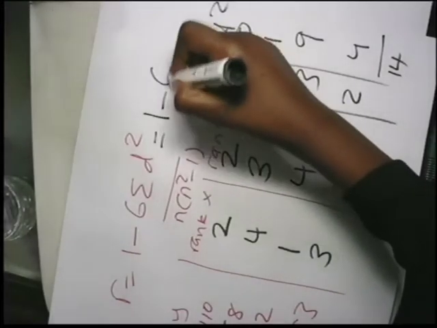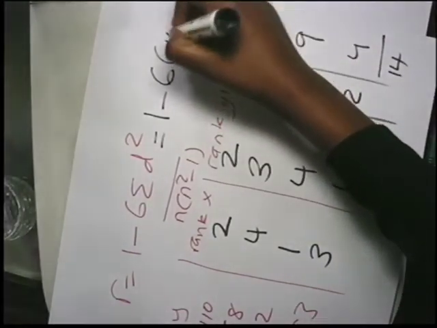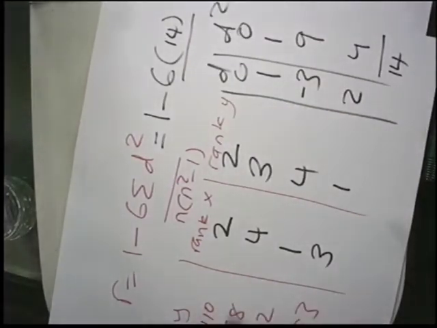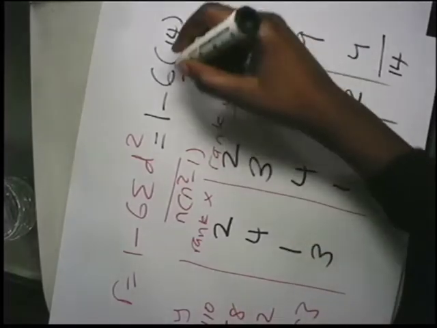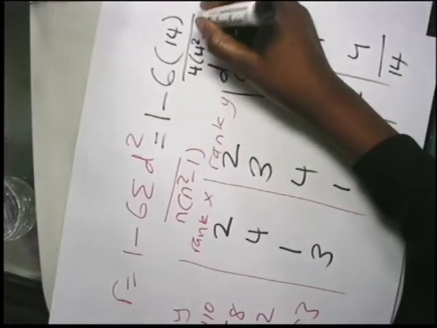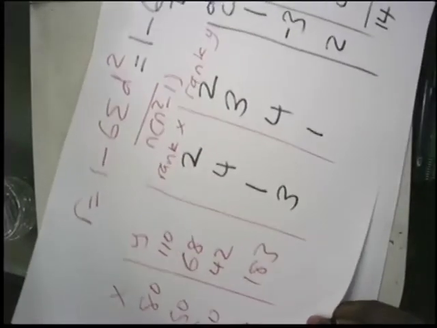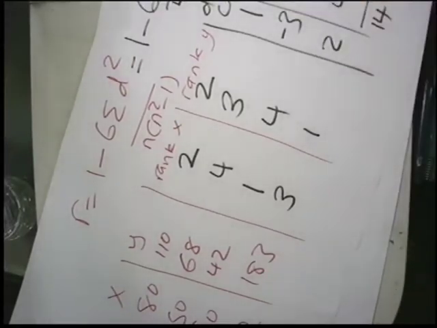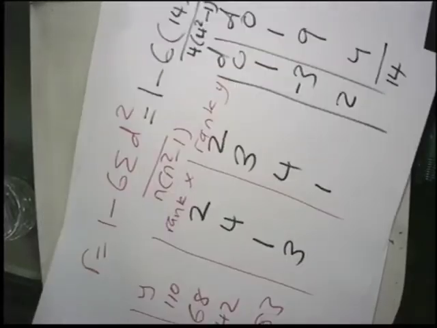We'll go to the formula. 1 minus 6, sum of d squared is 14, divided by n, which is the number of these elements: 1, 2, 3, 4. So it's 4. Then 4 to the power of 2 minus 1. We say 6 multiplied by 14, we get 84.